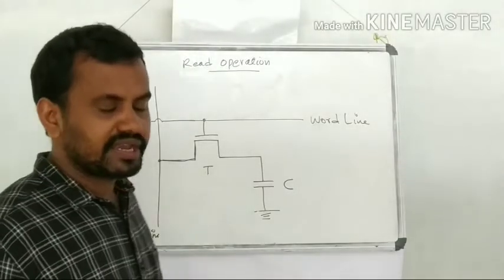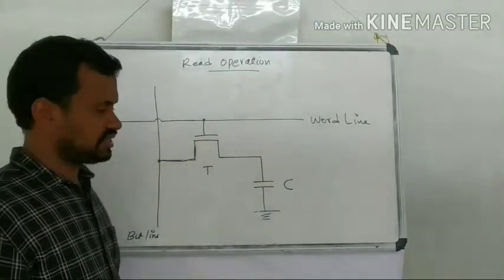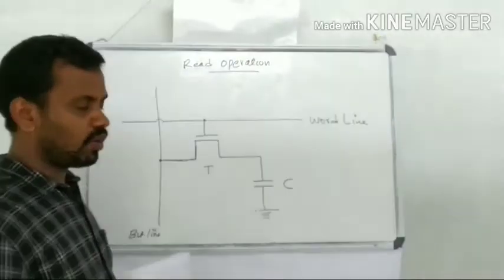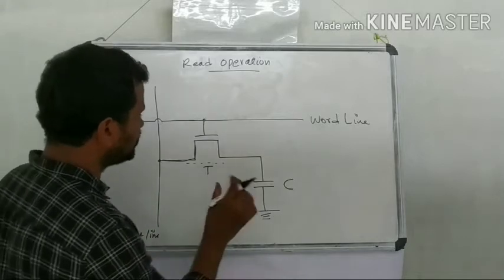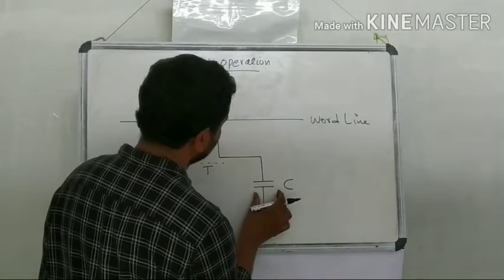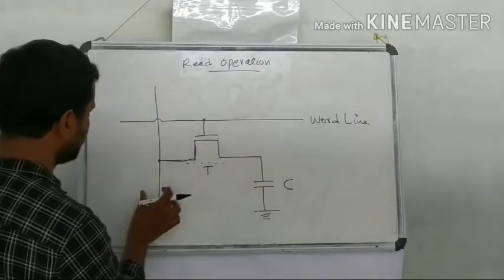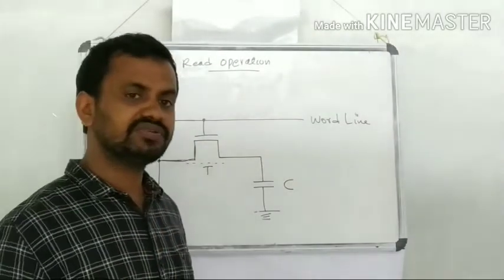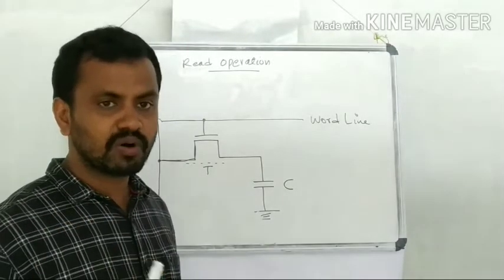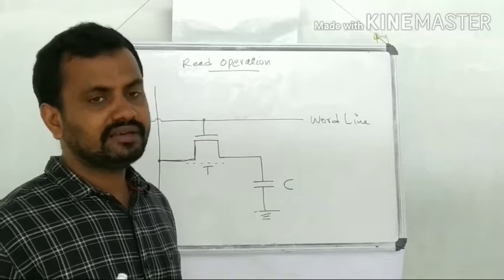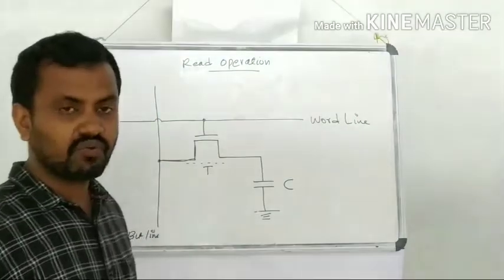Next, we can explain how the read operation will work. First the word line is activated, so this transistor will turn on, and here there will be a path. Then the charge on the capacitor will reach, or the capacitor will discharge, and the voltage will arrive at the bit line. The sense amplifiers at the end of the bit line will sense the voltage, and if the value is above some threshold value, it will identify that the value stored in this capacitor is a 1.